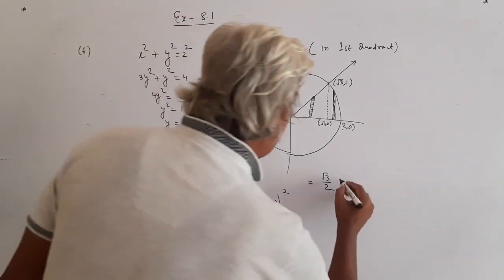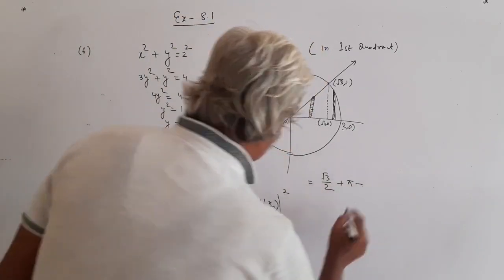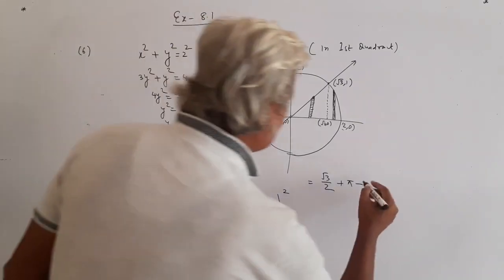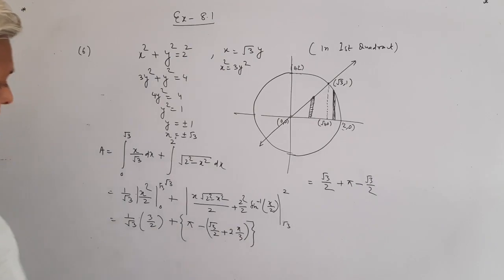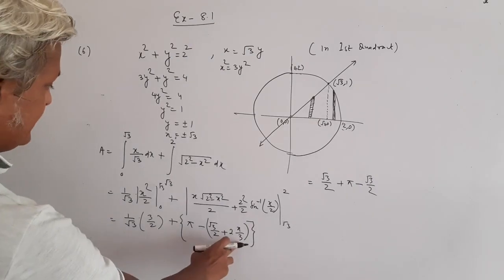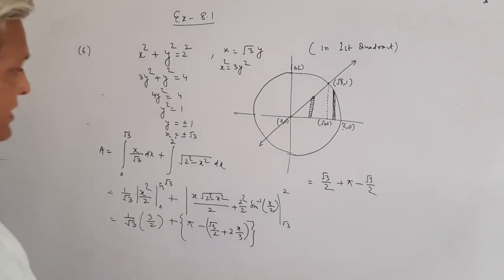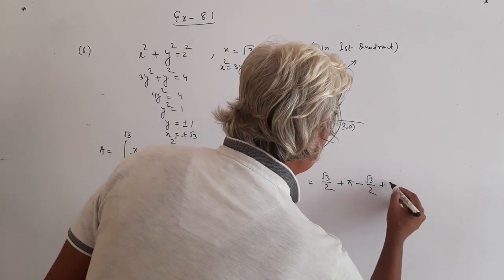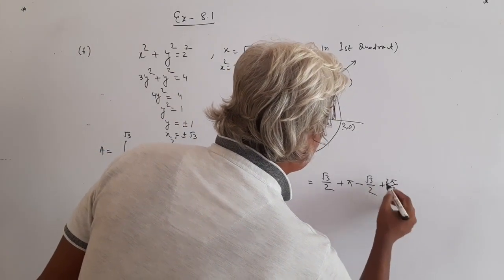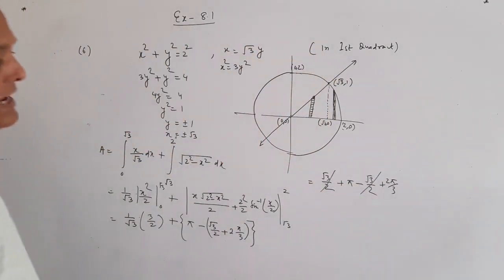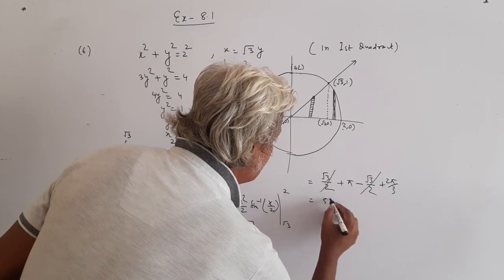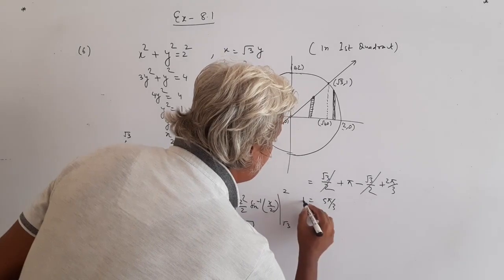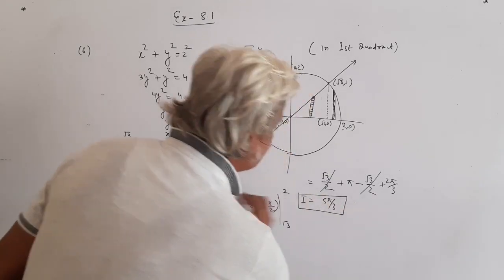This part is pi minus, this part is root 3 by 2, this part is here 2 pi by 3 plus 2 pi by 3. You see root 3 by 2 cancel each other and then pi plus 2 pi by 3 gives you 5 pi by 3. This is your answer.